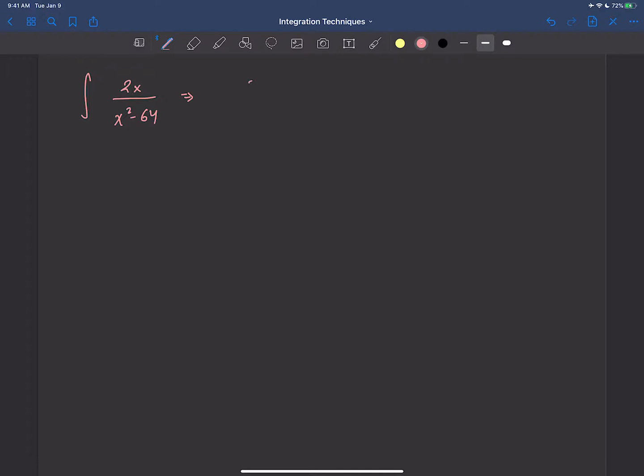This could be written as 2x over x minus 8 and x plus 8, because of the a squared minus b squared formula. So you can do that. Once you have it in this form, we can write it in the partial fraction world.